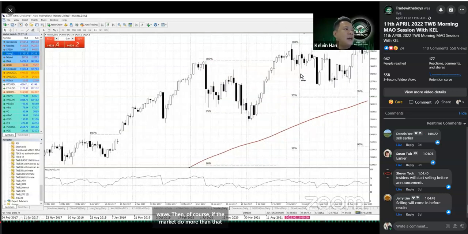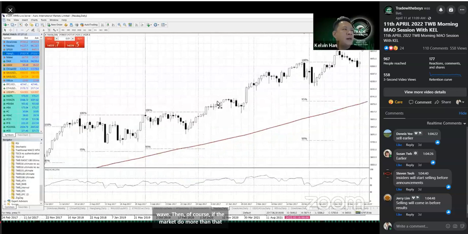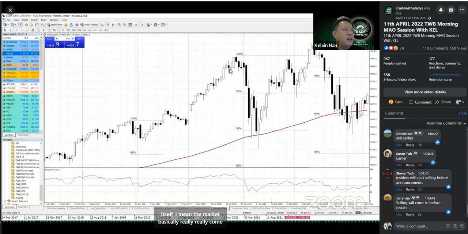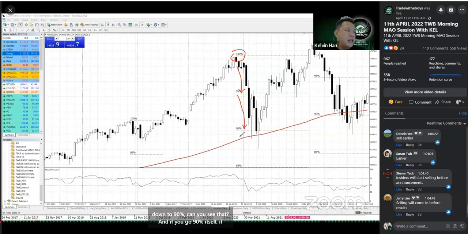Then, of course, if the market does more than that, that means the market has really come down. So the next number, if I say this is the all-time high again, if it comes down and we break 95 and still continue, it may go down to 90%. Can you see that? And if you go to 90%, if the market couldn't go down and touches the MA, you can see the market generally goes up again. Okay, got the idea? Pretty straightforward, right?